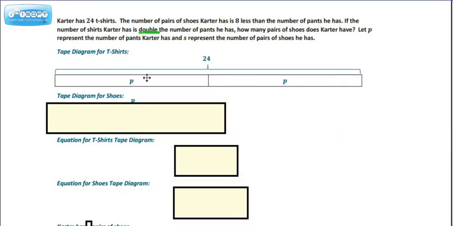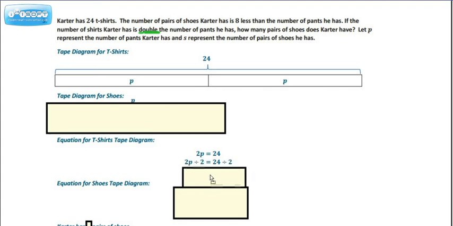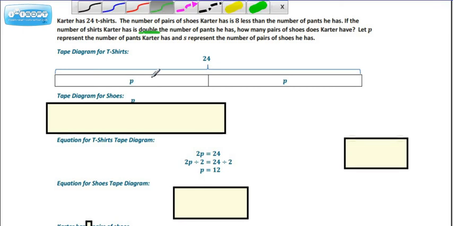It would be P times, we had 2 of these, that would equal 24 because we know he's got 24 shirts. All right, so now let's think about the equation for that. That means that 2 times P equals 24. And if we think about what P would be equal to, the opposite of multiplying a variable by 2 is to divide it by 2, and 24 divided by 2 is 12. So here's what we know. We know that this P is equal to 12.